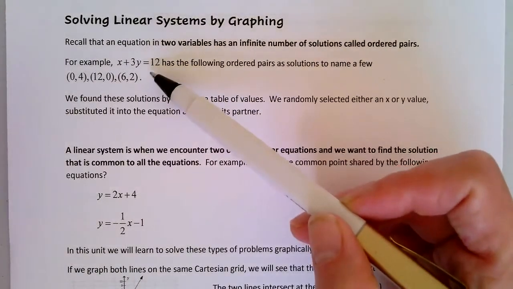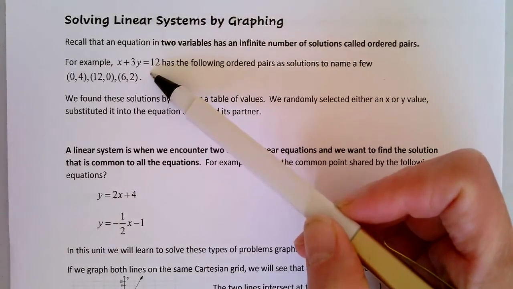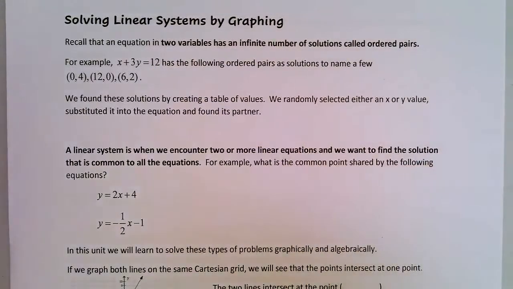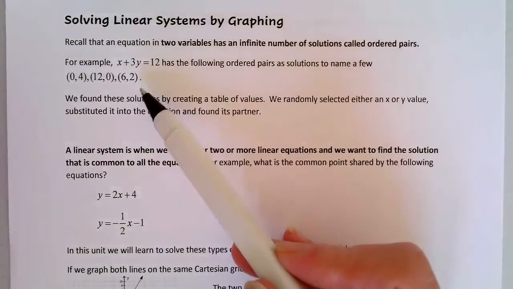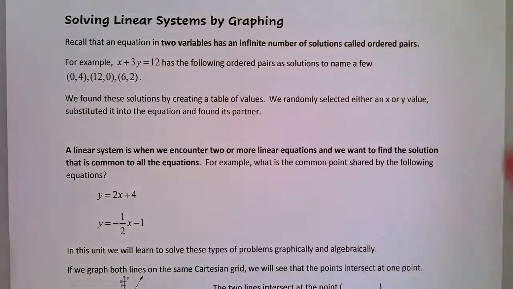So here is a linear equation. We know it's linear because it has both an x and a y variable, and the exponent on both the x and y variable is 1. So if we were to come up with the ordered pairs and graph this relation, we would get a straight line. And so how do we go about finding the ordered pairs? Well, this is where we created a table of values.